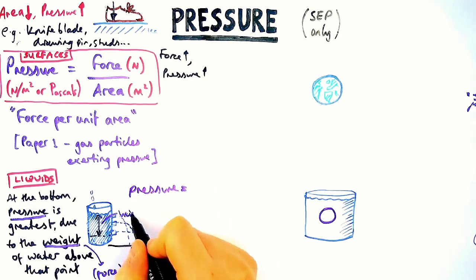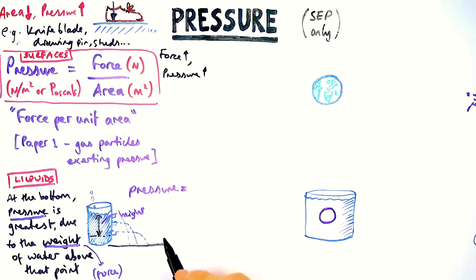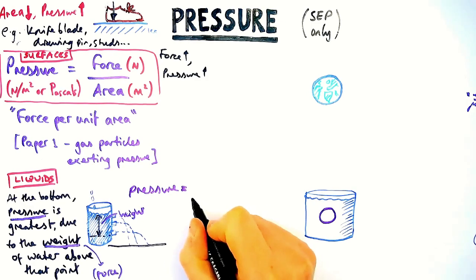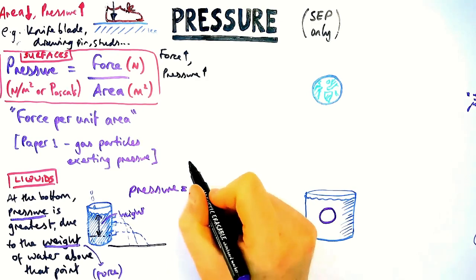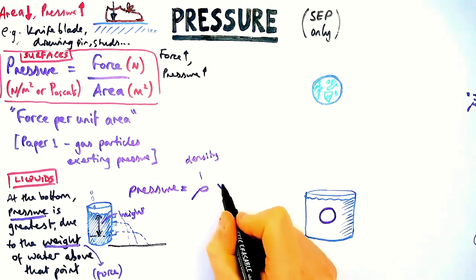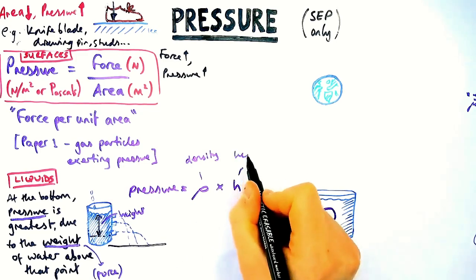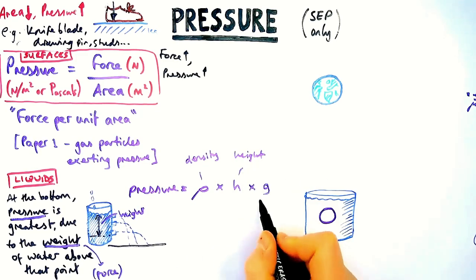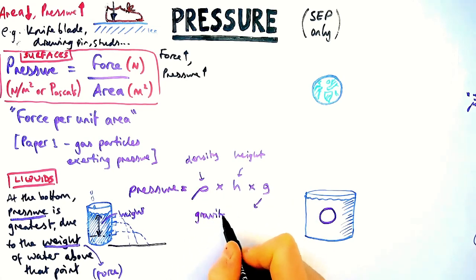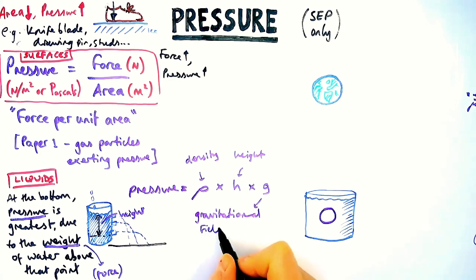Now, there is an equation to calculate pressure in a liquid, and it looks something like this. It depends on the height below the water's surface. It also depends on 2 things you've come across in paper 1 as well. Those 2 things are density, given by the symbol rho, like a curly p, height, as we mentioned, and g, which stands for gravitational field strength.